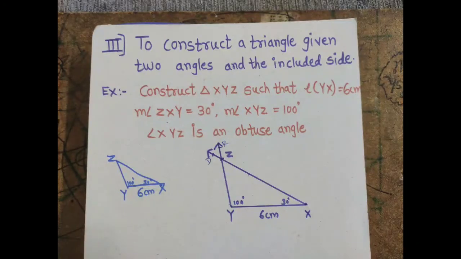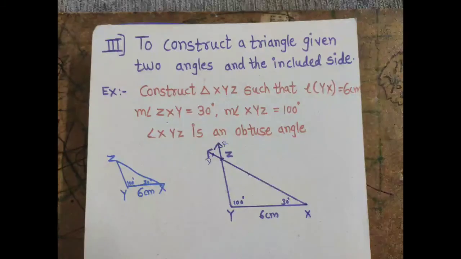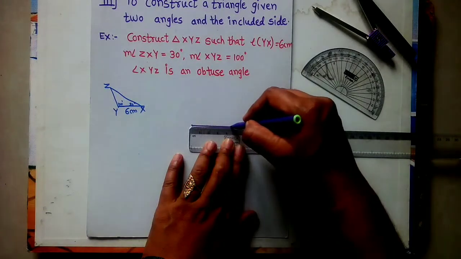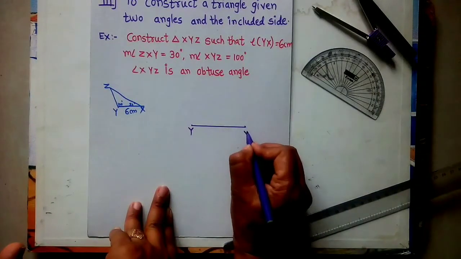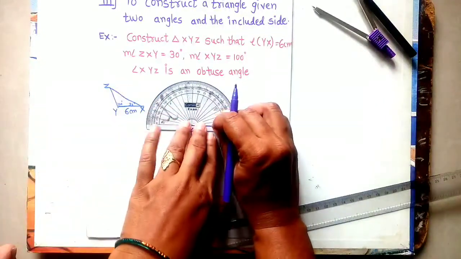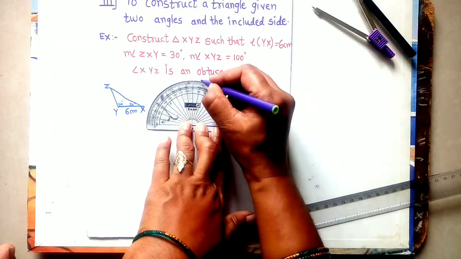Construct triangle XYZ such that length YX is 6 cm, angle ZXY is 30 degrees and angle XYZ is 100 degrees. Here XYZ is an obtuse angle, shown in the rough figure. According to the rough figure, draw segment YX as the base of length 6 cm and name it YX. Since angle Y has a measure of 100 degrees, draw ray YR of 100 degrees using a protractor.